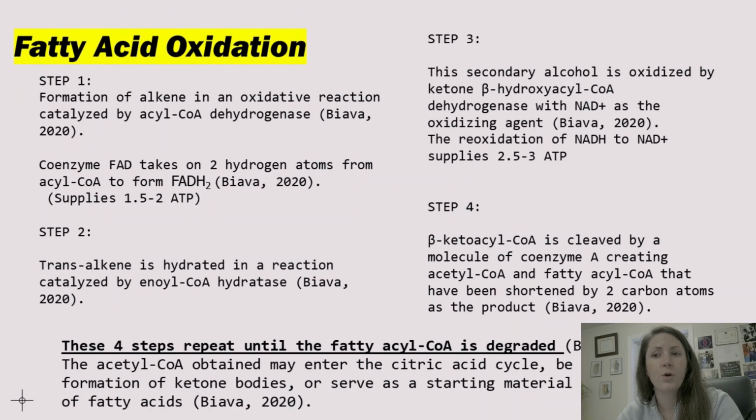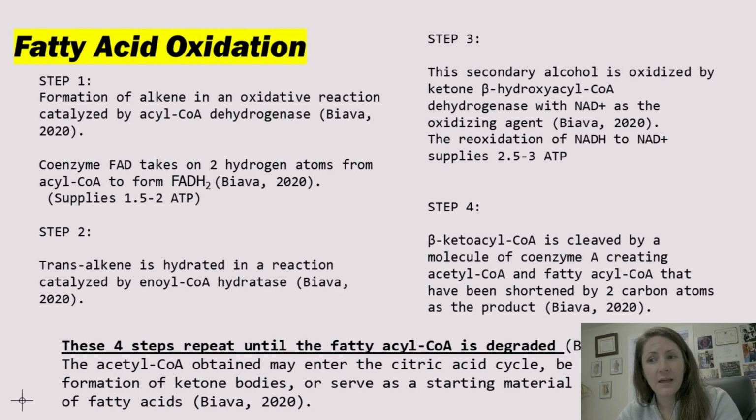In step 1, the formation of an alkene in an oxidative reaction is catalyzed by acyl-CoA dehydrogenase. The coenzyme FAD then takes 2 of those hydrogen atoms from acyl-CoA in order to form FADH2. In step 2, the trans-alkene is hydrated in a reaction that's catalyzed by enoyl-CoA hydratase. Unlike in glucose metabolism, where we removed water, in fatty acid oxidation we do hydrate in order to continue along in the process.